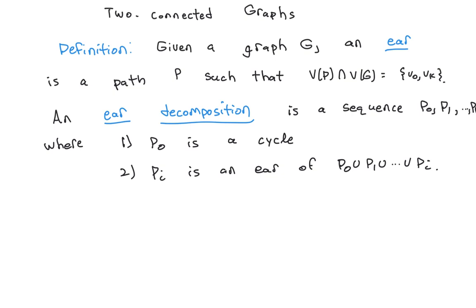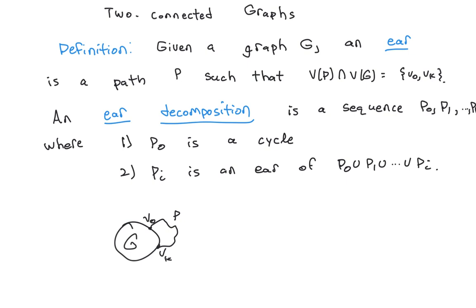Now we are going to look into a structure theorem about two connected graphs. It's called an ear decomposition. So given a graph G, an ear is a path we add on to G that has the property that the endpoints of the path were in G.